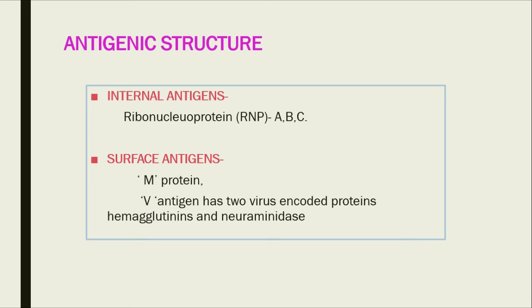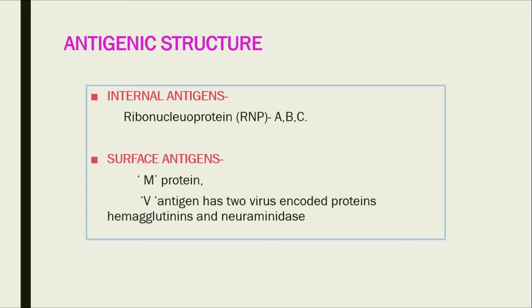Now, talking about the antigenic structure, they have a pair of internal antigens which are usually known as ribonucleoproteins, and these ribonucleoproteins are of three different types, A, B, C, and based on that they have three types of influenza virus: influenza type A, influenza type B, and influenza type C virus. But more than this internal antigen, the most significant ones are the surface antigens, projecting from the surface of the virus. They have M protein. This is covering the capsid portion, which forms the matrix, and its main function is to provide extra protection from host defense mechanisms.